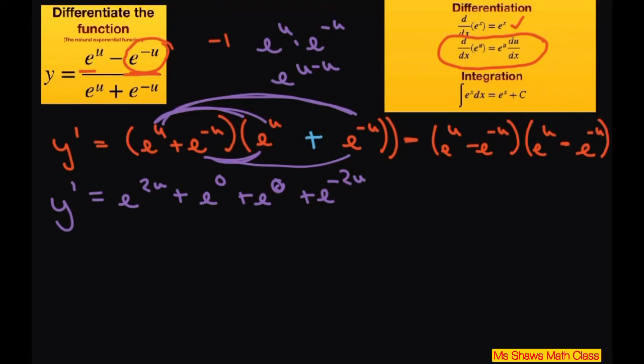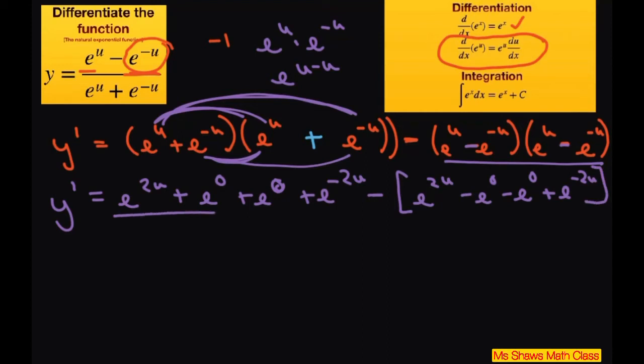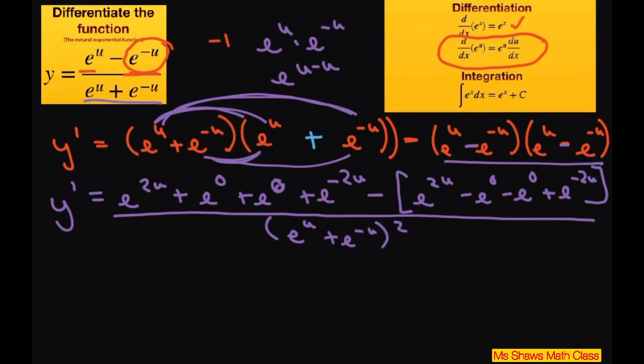All right. Now minus, and then we're going to FOIL this out. So you're going to get e to the 2u minus e to the 0 minus e to the 0 power plus e, two negatives here, e to the negative 2u power. All right, and this is all divided by, for your quotient property, your denominator squared. And square it. All right, now let's clean up the numerator.